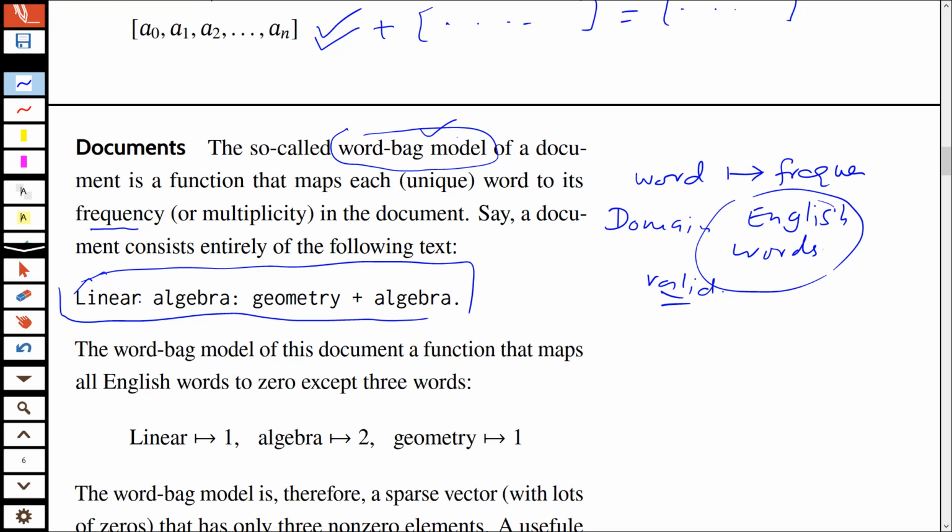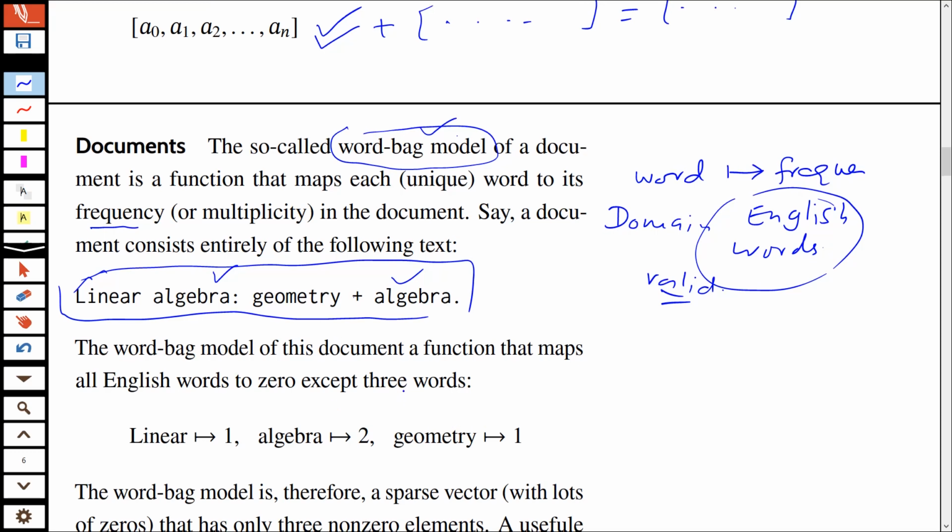It starts at linear. Now if you look at the document, this is all the text. Linear appears only once, so linear is mapped to 1. Algebra appears twice, here and there, so algebra is mapped to 2. Geometry appears once. And that's it, we have a model.